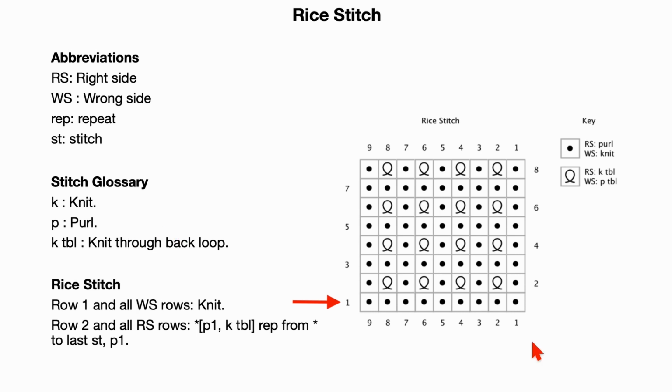The rice stitch works best with an odd number of stitches so that the right side rows will begin and end with a purl stitch here and here. We start with a wrong side row, which is all knit.